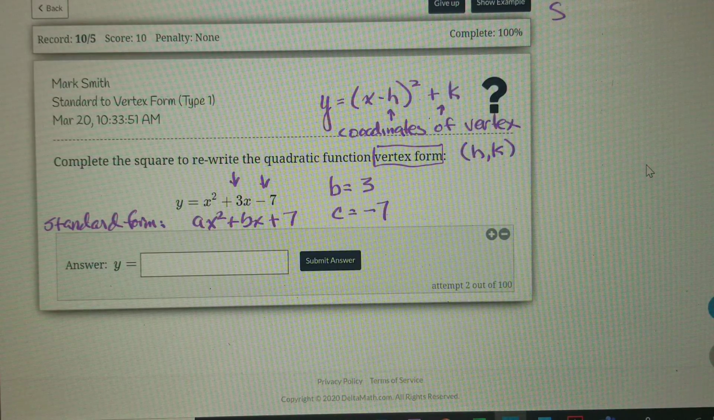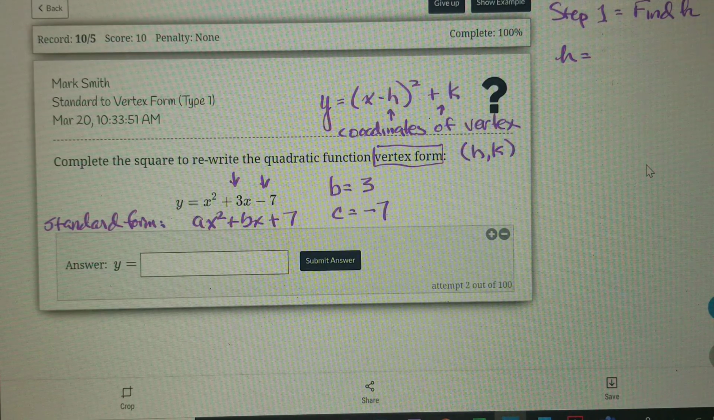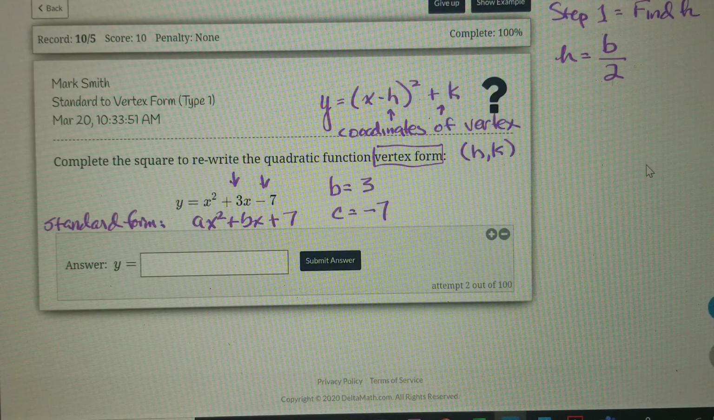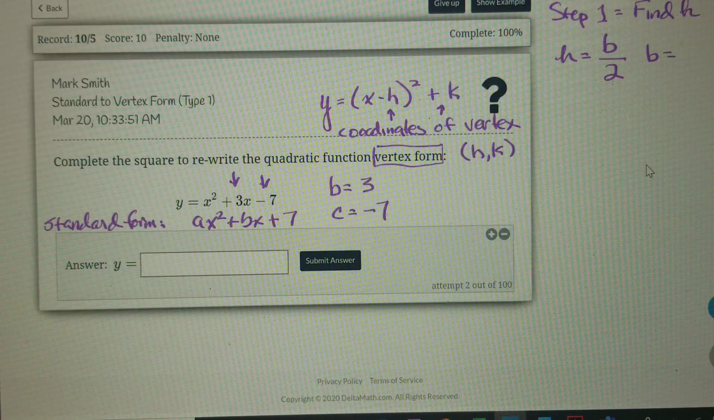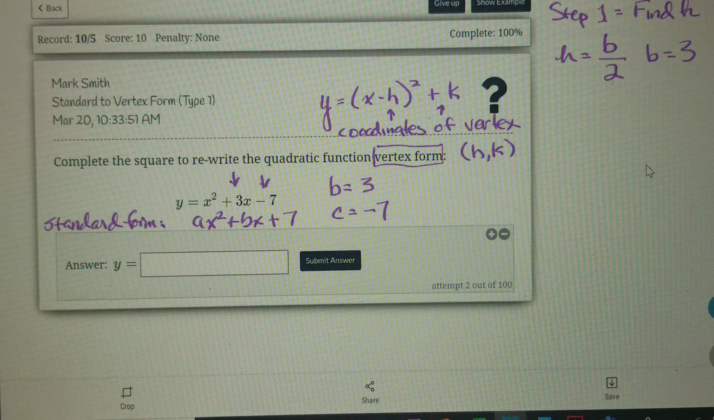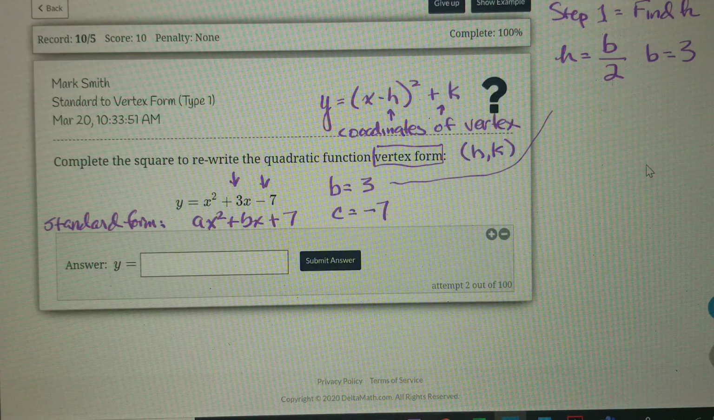The first step is finding the h. So step 1, find h. h is going to be equal to something pretty simple. We're just going to take whatever the b value is and divide it by 2. In this case, our b is equal to 3, which we saw down here. So h is equal to 3 divided by 2, which is 1.5.